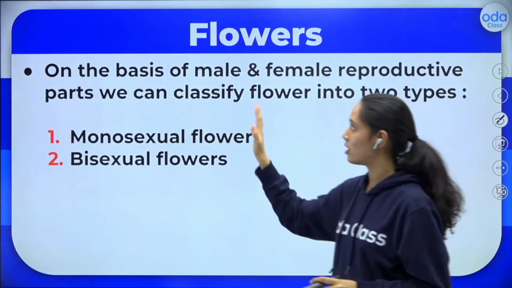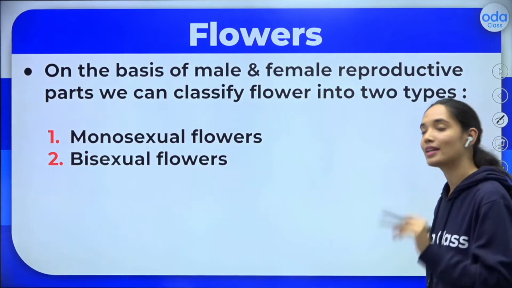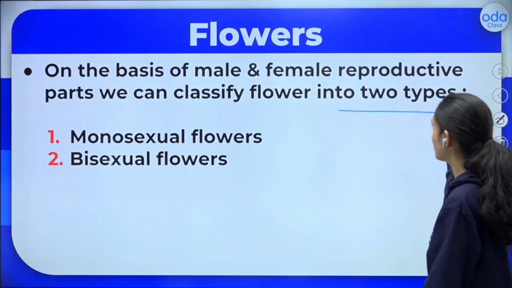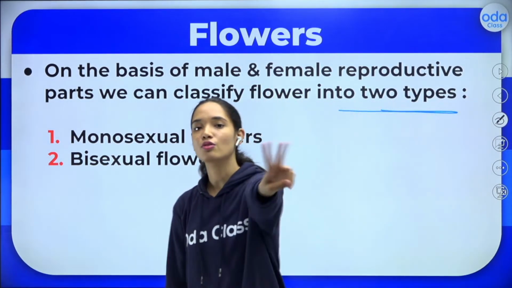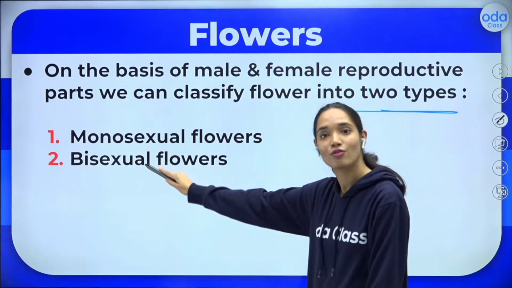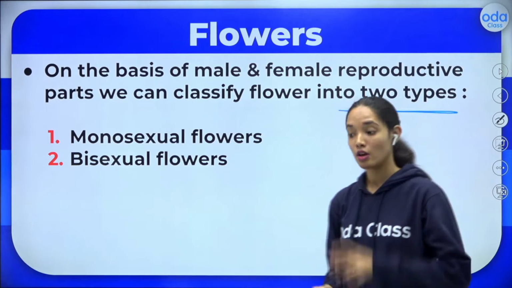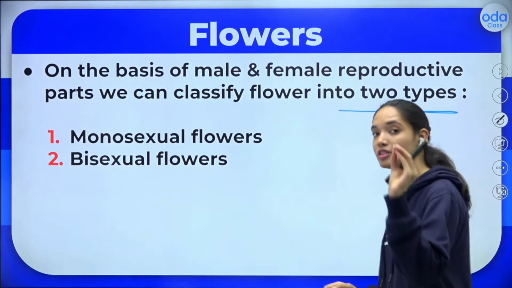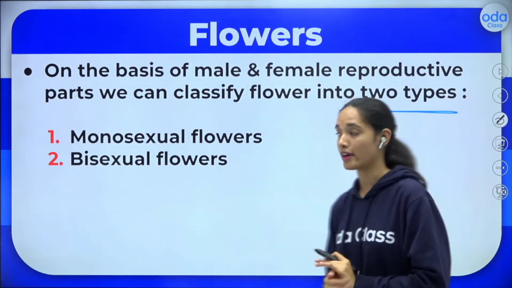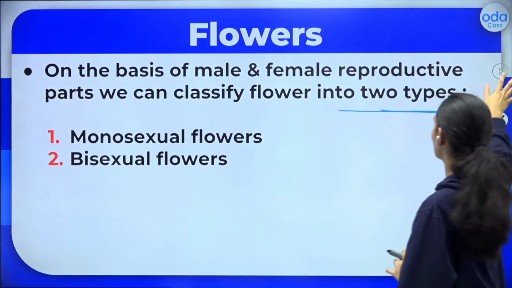Based on the male and female reproductive parts, we can classify the flower into two types: monosexual flowers and bisexual flowers. We are going to classify the flowers on the basis of the reproductive parts. So we can classify into monosexual flowers and bisexual flowers.